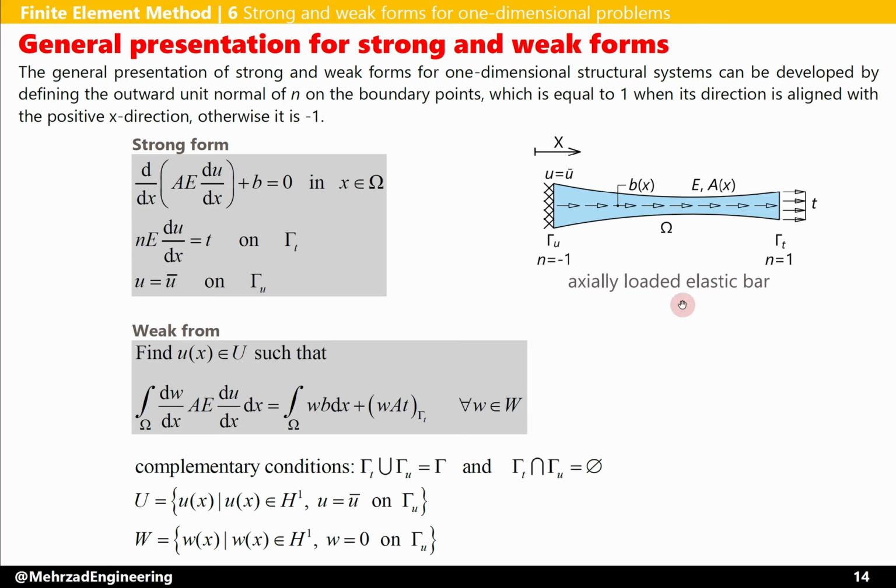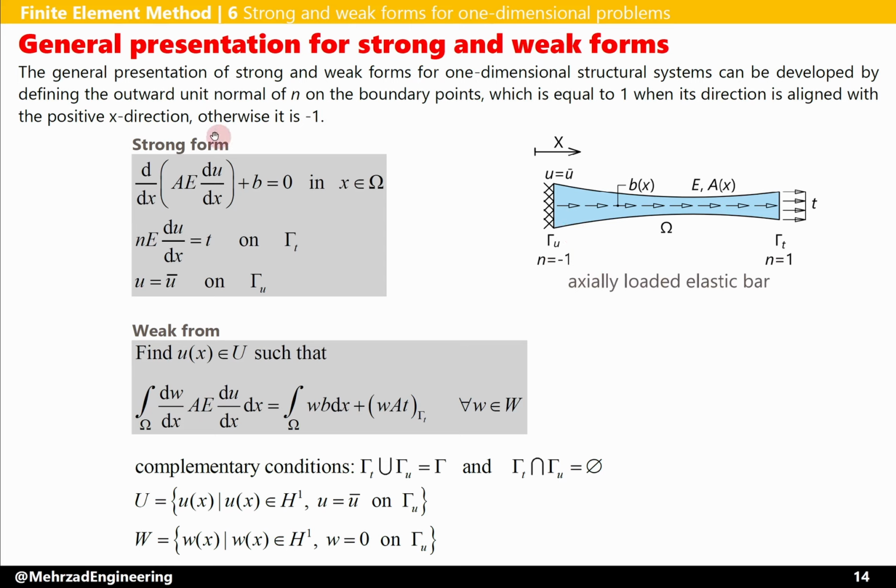Also, we define another parameter, which is gamma. Gamma shows the boundary point. Gamma u shows the boundary point related to the point where the displacement is known, u is equal to u bar, and gamma t is related to the boundary point where the traction is known. For example, here traction is equal to t. Either of the points could be gamma u and gamma t.